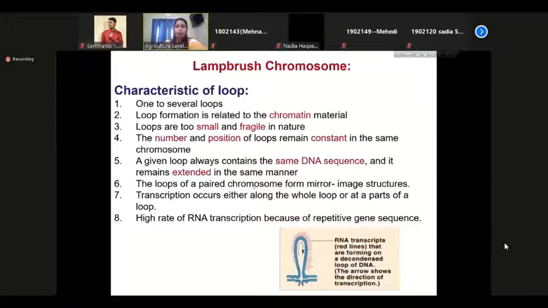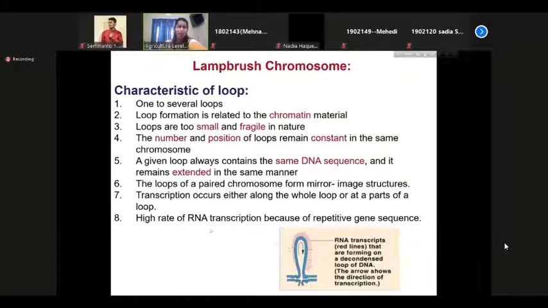The loops of the paired chromosomes form a mirror image structure, as I showed you before. Transcription occurs either along the whole loop or at a part of the loop. This is one loop, and you can see the red color is the transcribed mRNA. The loops are involved in the transcription process to produce red color mRNA, and you can see the arrow showing the direction of transcription. So transcription can occur in the whole loop or in a part of the loop.